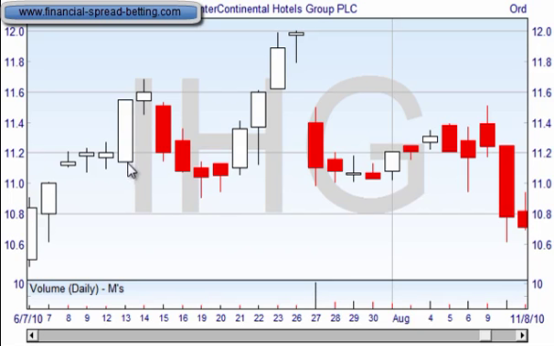Why is there no wick? Quite simply, there is no wick because it opened and the intraday trading didn't go below the open price, and it closed at its highest price, so there is no intraday movement above that. This alone signifies a very strong bullish move.